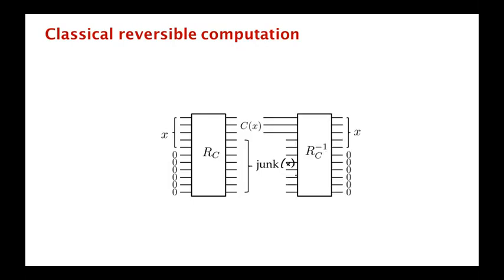So we have the inverse of this circuit, and if we apply it, it gets rid of the junk and restores all these bits back to 0. But of course, there's a problem, because it also takes the answer c of x and restores it to x. So that's not very good. We've thrown out the baby with the bathwater.